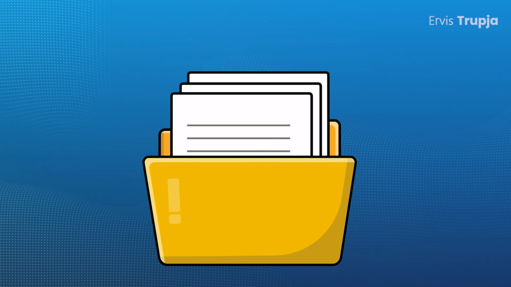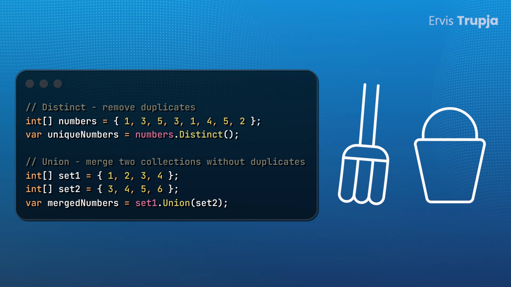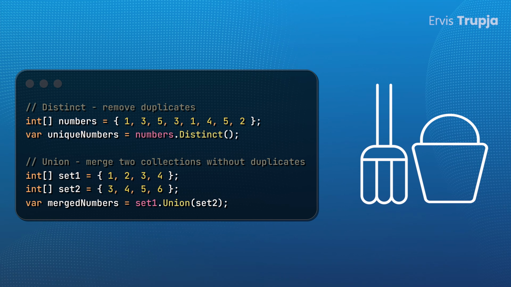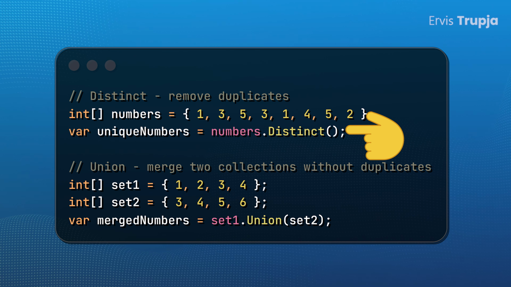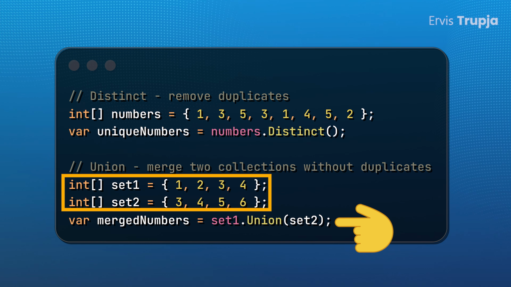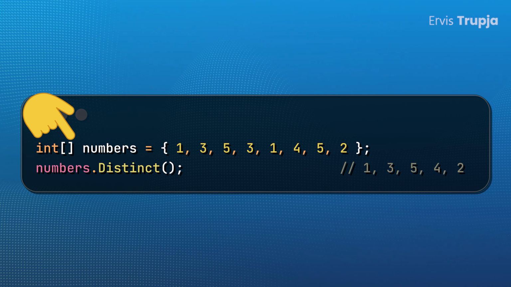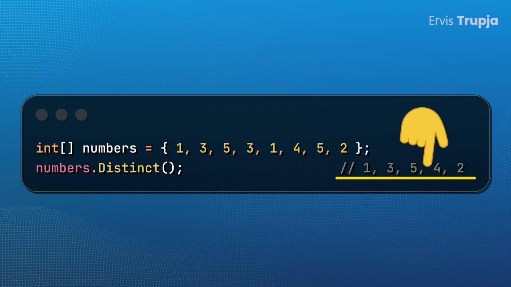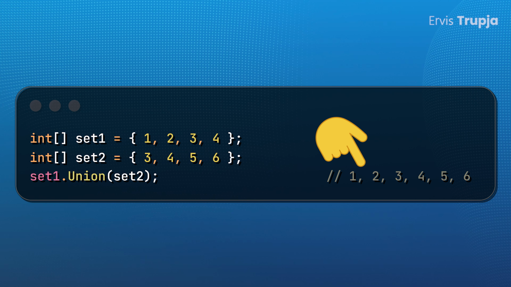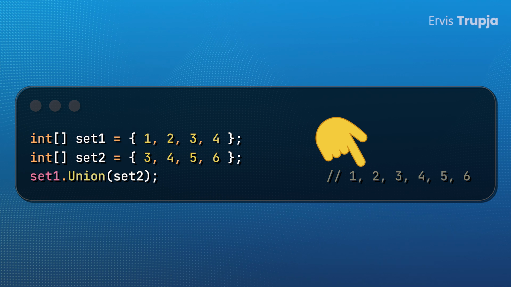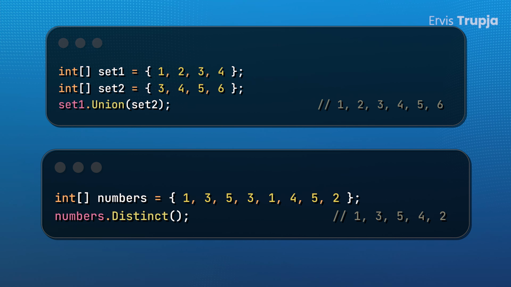If you have duplicates in your data, the distinct and the union methods can be used to clean things up automatically. Distinct method removes the repeated values in one collection, while the union merges two collections without keeping the duplicates. This line of code in here is going to return only the unique numbers from the collection. The union method is going to combine both lists while keeping only one copy of each value. Both ensure that your results contain unique elements.